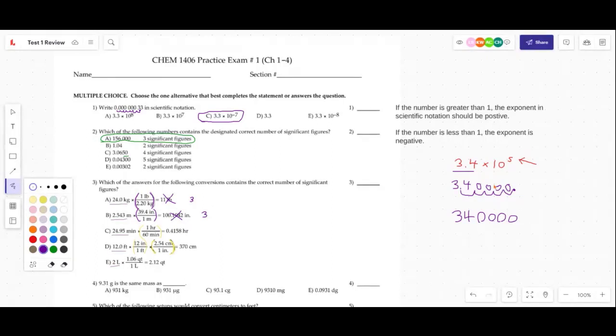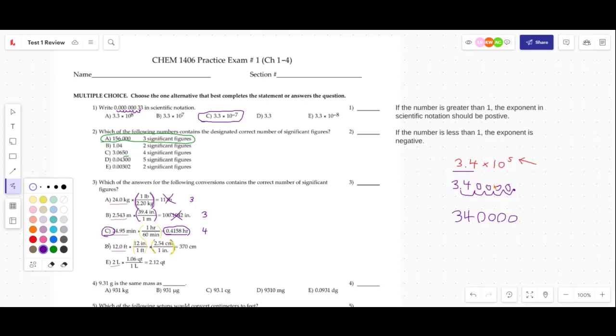Then we look at the next one. 24.95 has 4, but since this is a definitional value, it has unlimited significant figures, and my answer should also have 4. In this case, it does have 4, so this is correct. This is your correct answer, C.